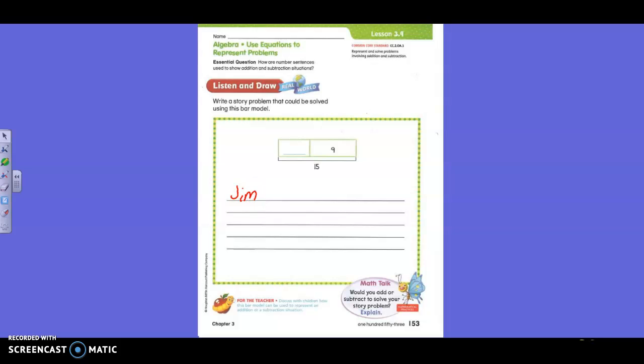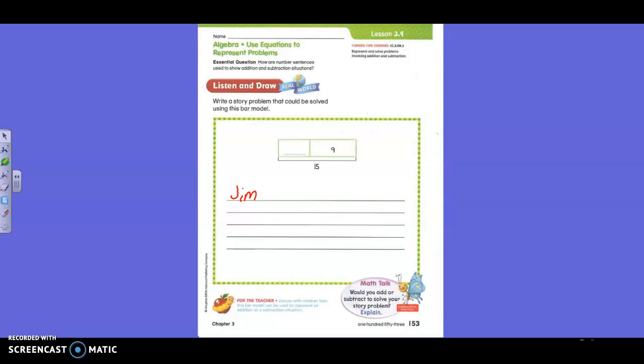Okay. Now we're going to say something about Jim. We don't know yet, but let's look at this bar model. What do you notice? Vivian? There's a number missing. There is a number missing. But we can find that number. But we need to know how to do the problem. Right? You need to think.